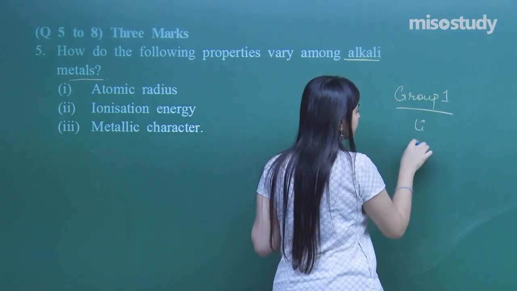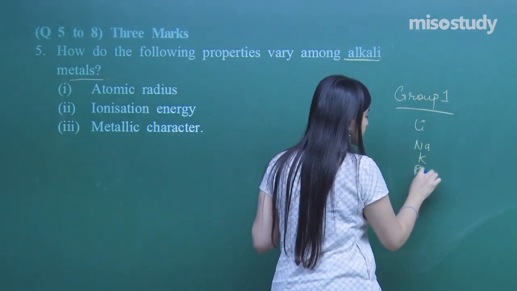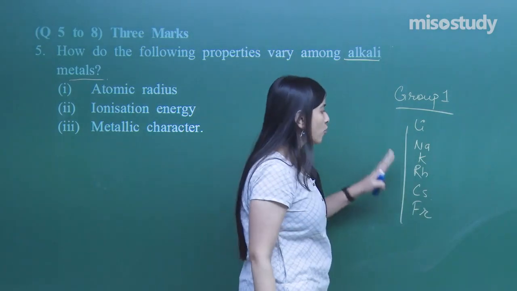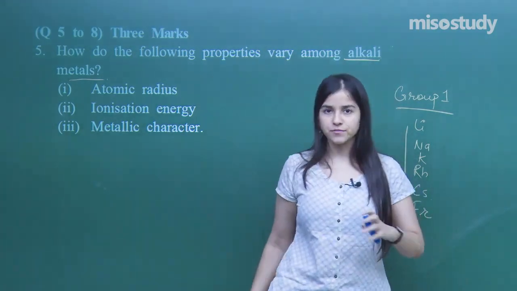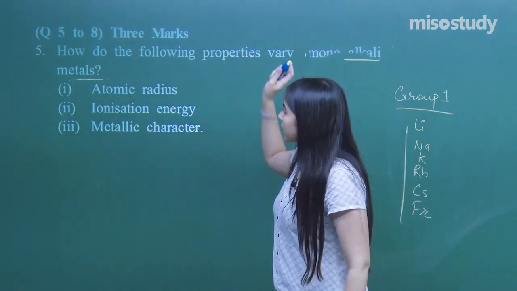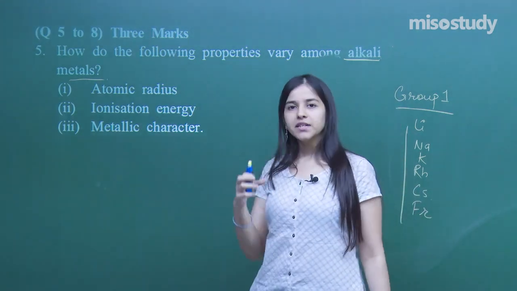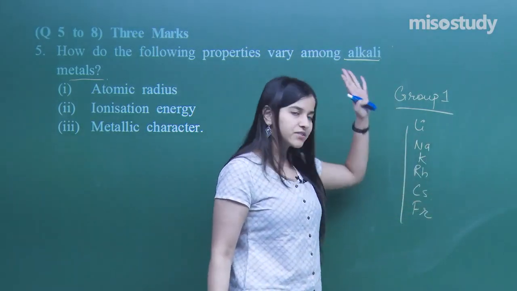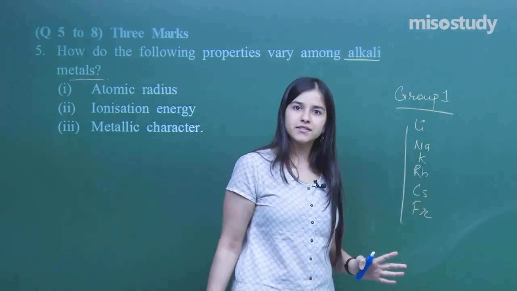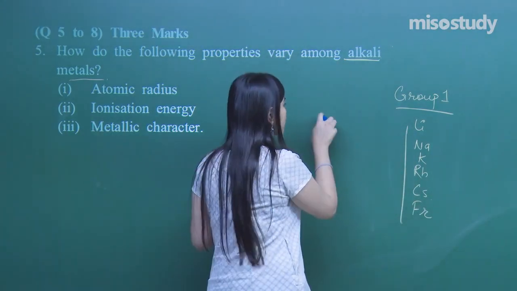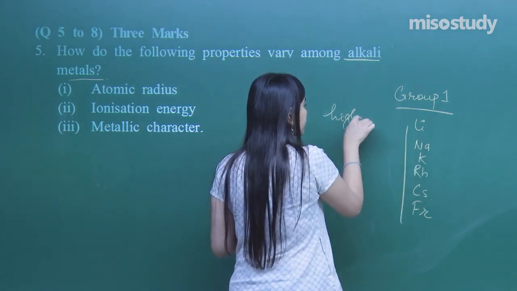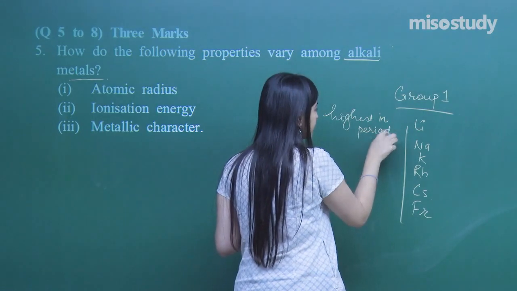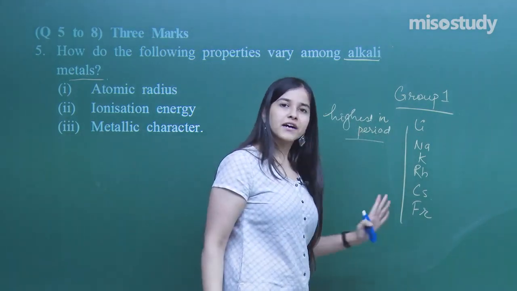So it is Li, Na, K, Rb, Cs and Fr friendship, yes? Lithium, sodium, potassium, rubidium, cesium and francium, fine. Atomic radius. Now, how do you account for this atomic radii? Since it is group 1, the very first series, it will have the highest atomic radii first of all, highest in period, fine. These have the highest atomic radii in period.